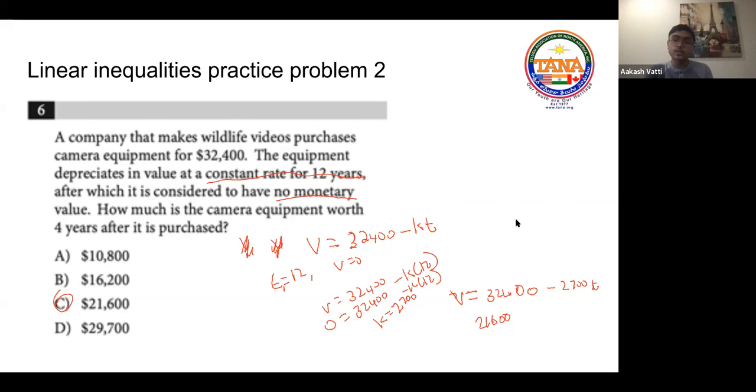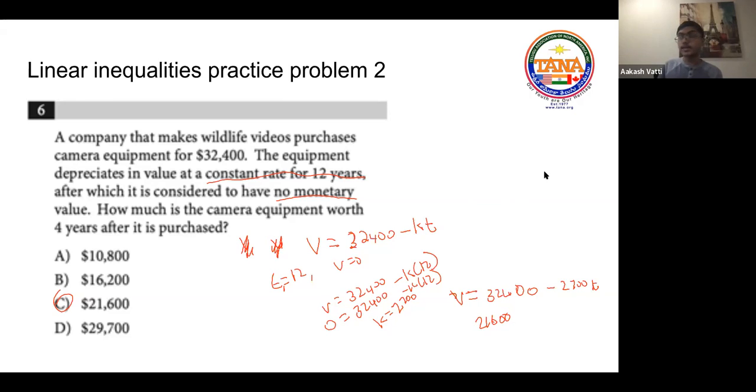So for the k and t, those are just variables. Since it decreases at a constant rate every year, it's going to decrease at the same rate. So you can multiply it, and that will give you the function for the decreasing rate, I guess. The V stands for value. It's the value at whatever years it has been since the start.